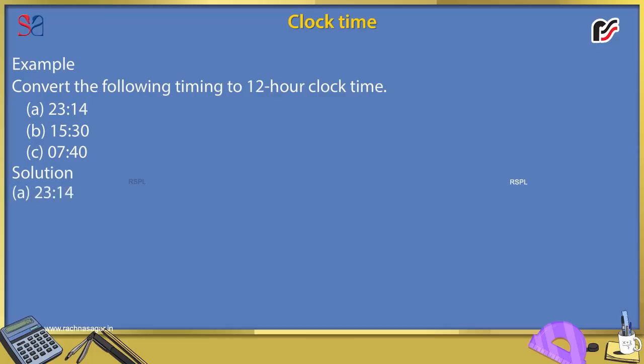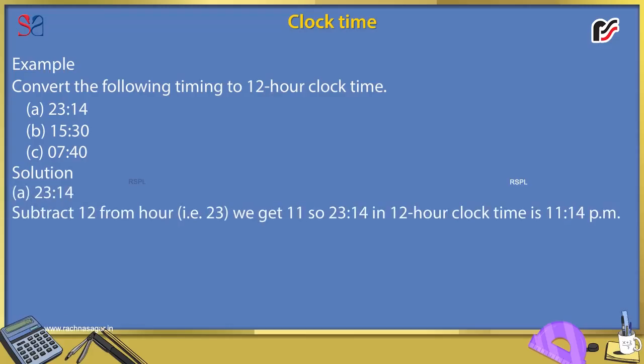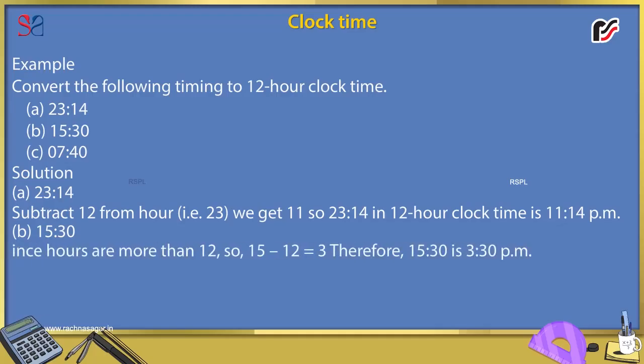Solution. A. 23:14. Subtract 12 from the hour, that is 23. We get 11, so 23:14 in 12-hour clock time is 11:14 p.m. B. 15:30. Since hours are more than 12, 15 minus 12 is equal to 3. Therefore, 15:30 is 3:30 p.m. C. 7:40. Here, hours are less than 12, so it is 7:40 a.m.